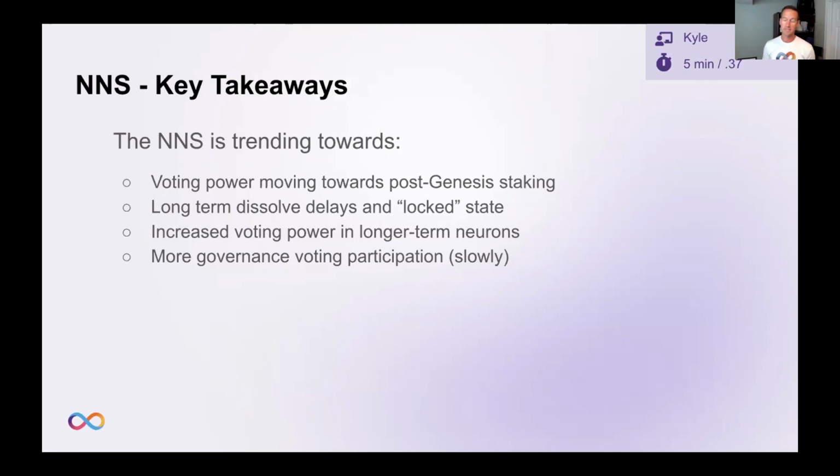New participants tend to be staking their ICP for longer dissolve delays, tend to be keeping it in the locked state. And the result of that, obviously, is that voting power on the NNS is moving towards those participants with a longer term commitment. And then again, we're seeing some slight improvements in governance voting participation. If you have any questions, put them in the chat, and I'm going to hand it over to Pete next.